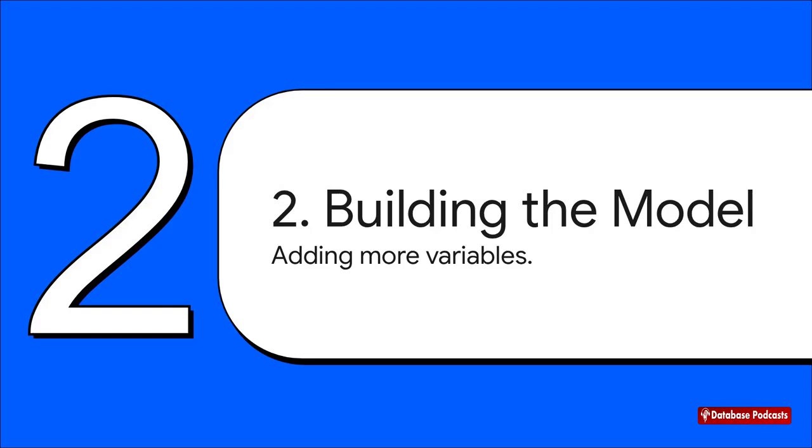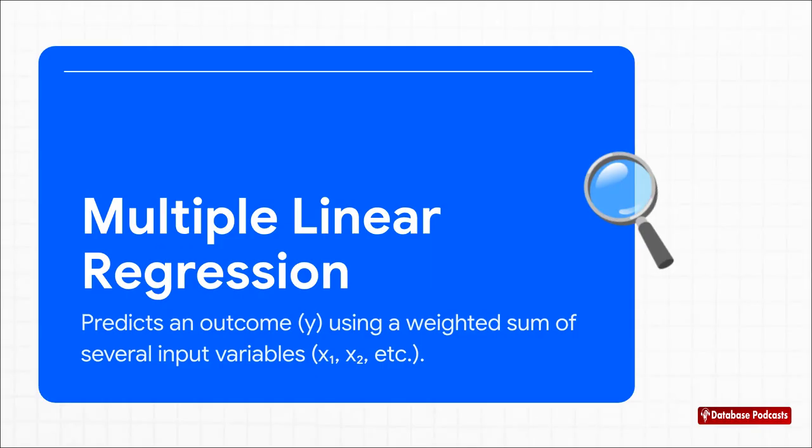So that brings us to the next logical step. We need to build a better model, one that can handle multiple inputs all at the same time. Let's see how we can add more variables to the equation to paint that fuller, more accurate picture. And this is how we do it, with something called multiple linear regression.